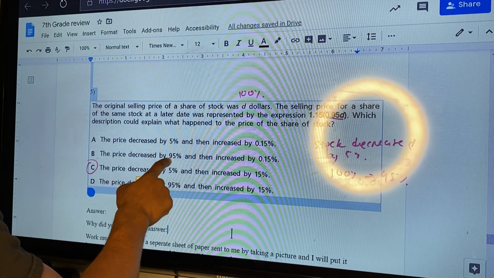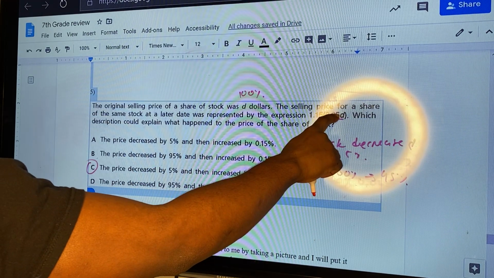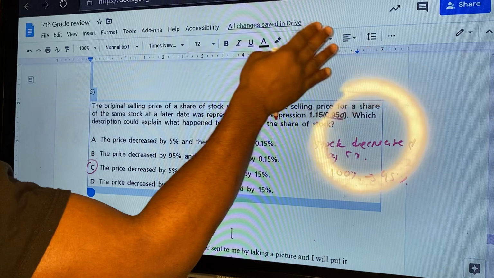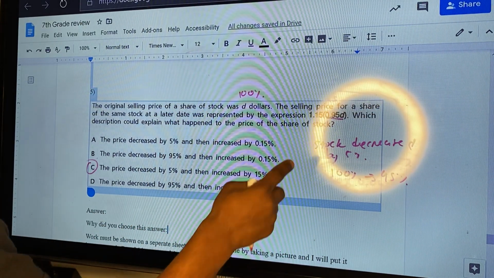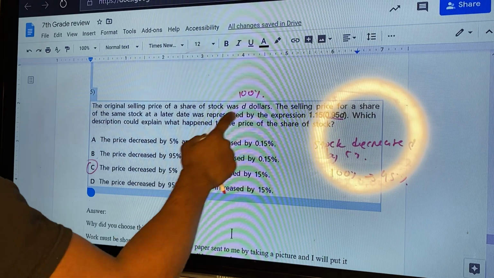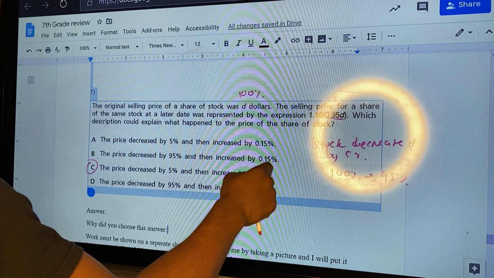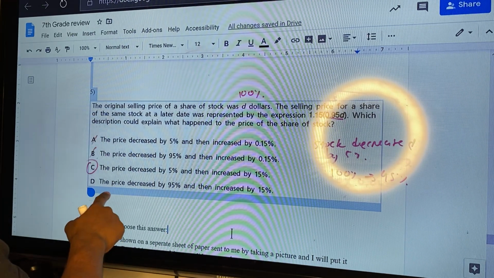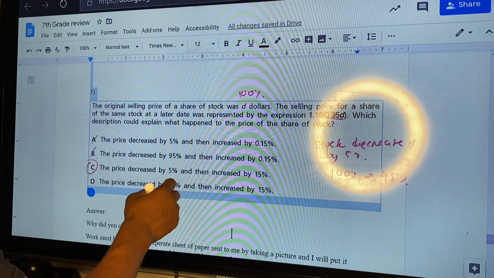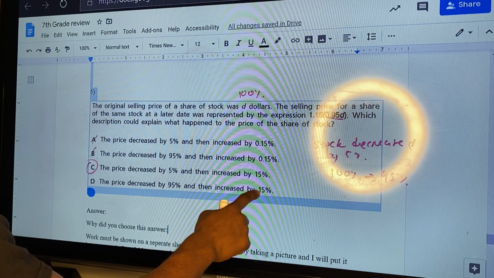The price decreased by 95%. If that was the case, then this would be 0.05, because it'll go from 100% minus 95 will give you 5%, and then as a decimal, that's 0.05. So if that decreased by 95%, this would be 0.05, and then increase by 0.15. Again, a percent is never less than 1, so automatically these two are out. This right here, the statement takes it out. This is true, but this is not true.